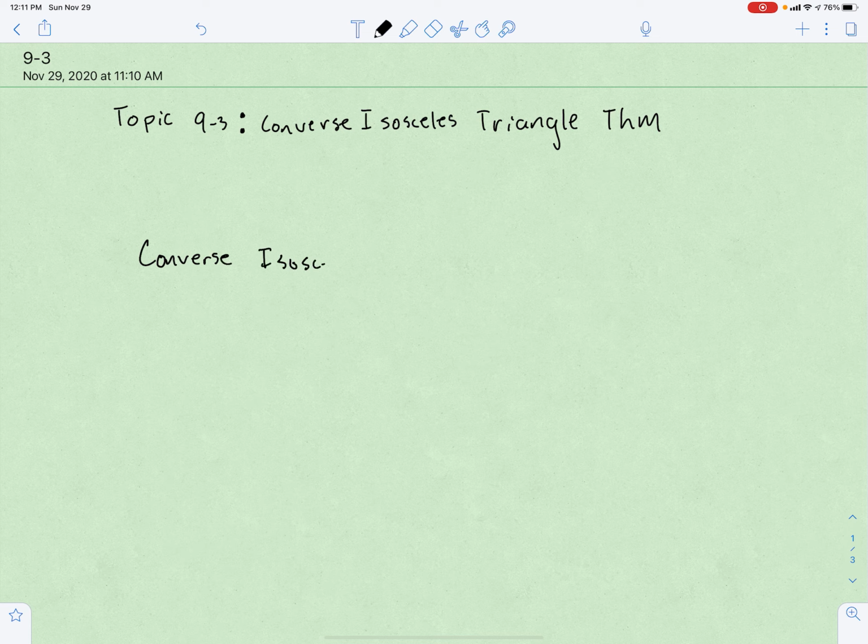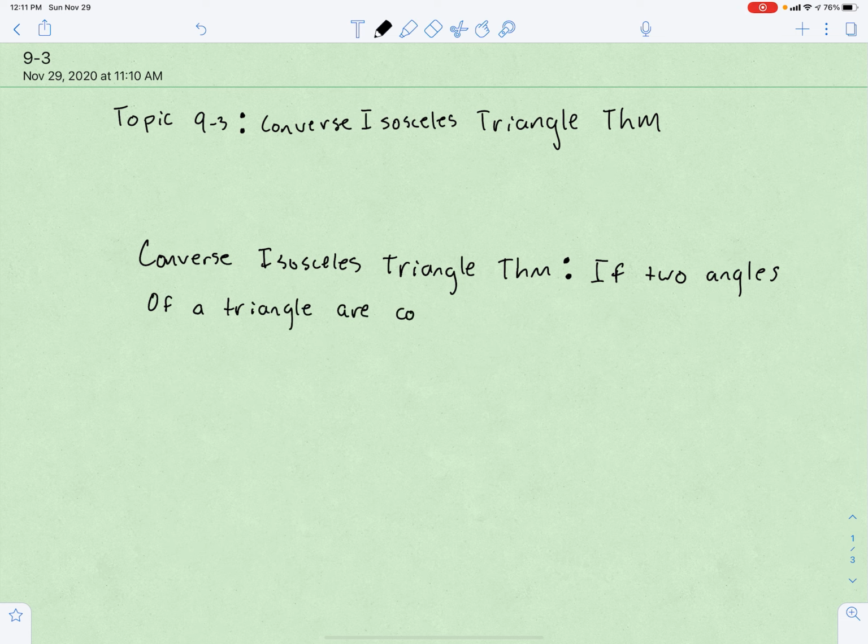isosceles triangle theorem states that if two angles of a triangle are congruent, then the sides opposite are congruent.